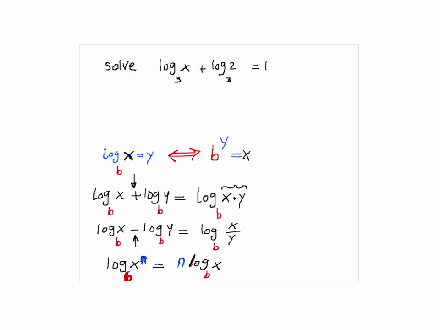Okay, so let's number these. This is property number 1, this is property number 2, property number 3, and property number 4. Which one of these properties are you going to use to solve here for x, anyone?